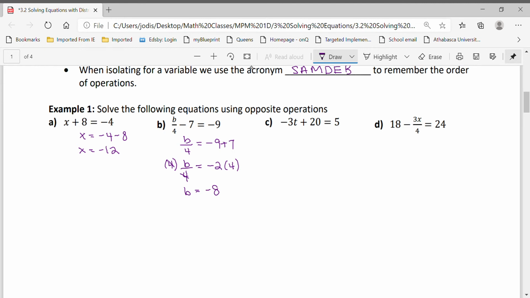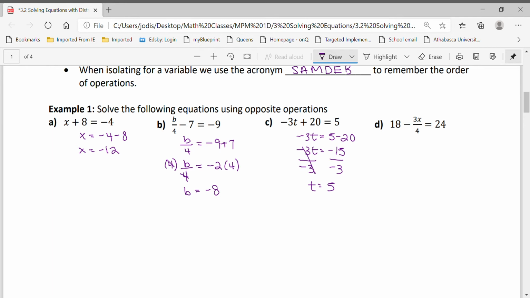In part C here, we're multiplying by negative 3 and we're adding 20. So again, we want to get rid of that adding first. So we're going to subtract 20. We've got negative 15. And then to get rid of our multiplying, we're going to divide by that negative 3. And we get 5.